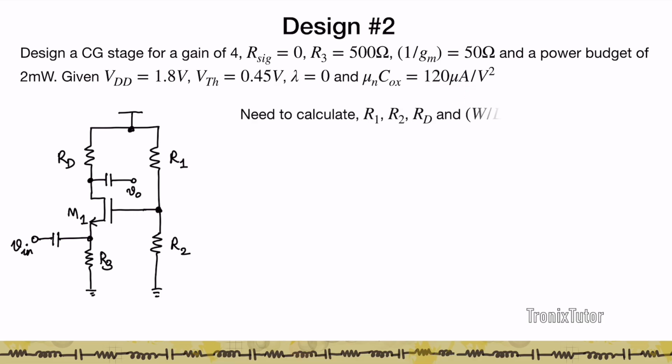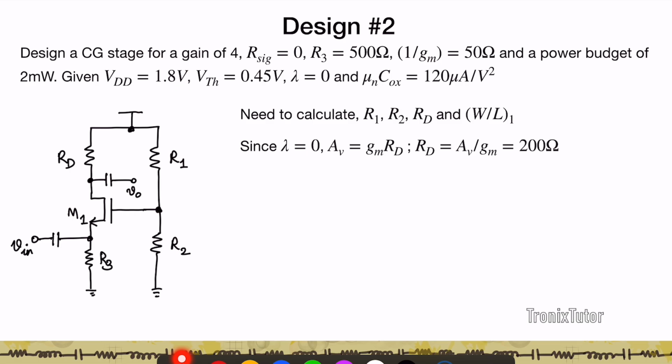So again, the first thing is you have to figure out what you need to find out. So you need to basically find the values of R1, R2, RD, and the size of transistor M1, right? So let's first begin with that. So first thing is we know lambda is 0. This is a common gate stage, and therefore the gain of the common gate stage from input to output is very simply GM RD, right? And that is because there is no signal resistance. And so therefore I can write my RD as AV divided by GM, which in this case would be 200 ohms. So the first thing is I've calculated what the value of RD is.